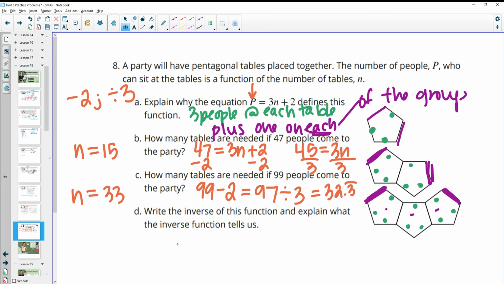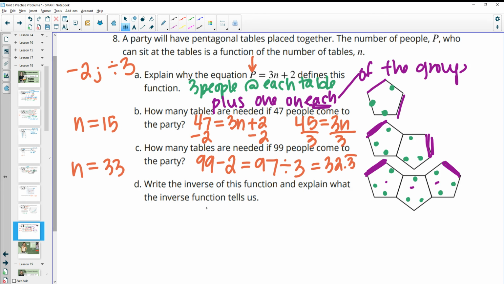Then write the inverse of the function and explain what it means. We kind of talked about that here. If you have the number of people, you subtract 2, and then divide by 3. That's the number of tables needed, because we take off the 2 end spots. Remove the 2 end spots because you'll put people there, and then take the rest of the people divided by 3. That's how many tables you'll need.